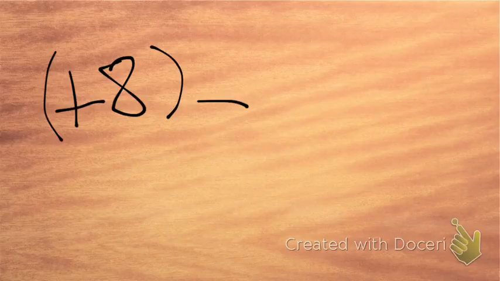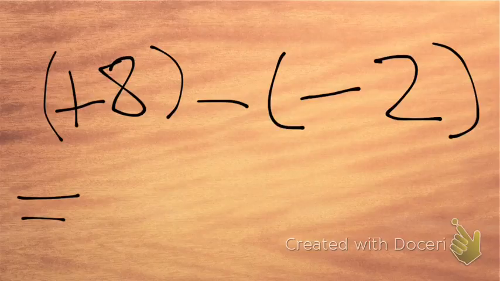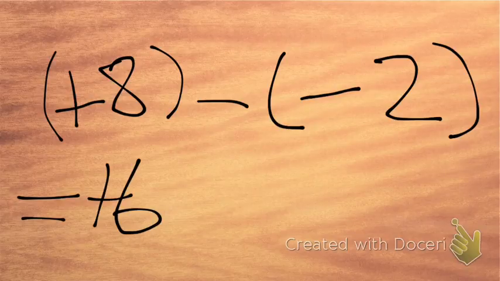Can you give me one to do? How about you do +8 take away -2. Okay, so that would be equal to... 8 take away 2. So you've got 8 positives. That would be +6.